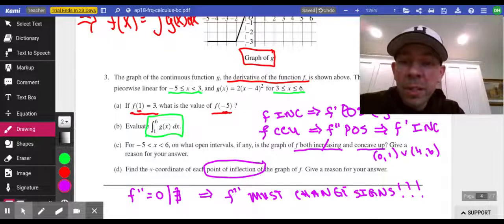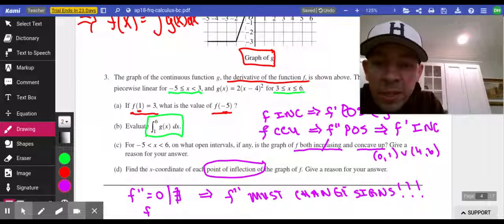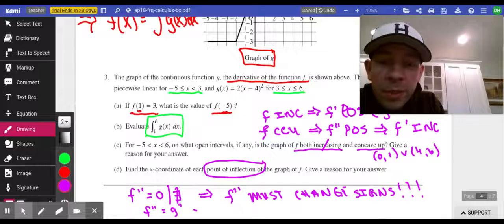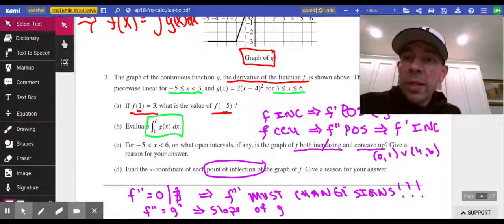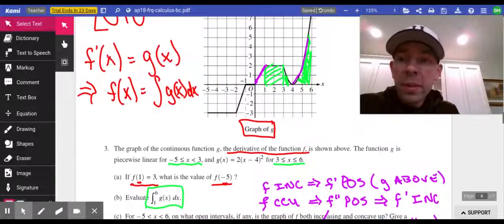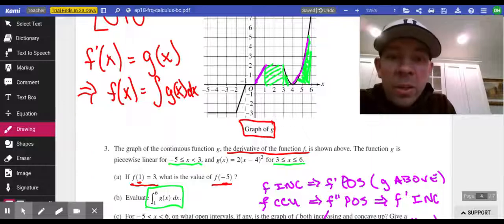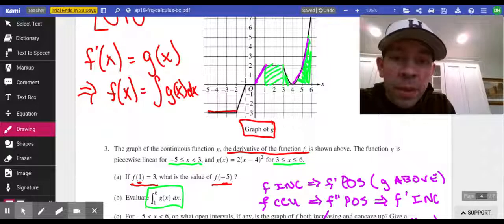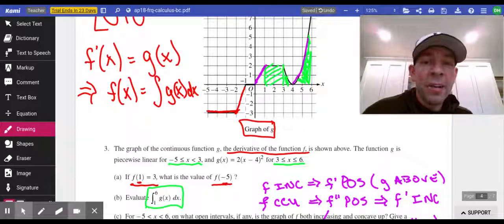So let's go take a look at this picture. F double prime is equal to g prime, which is going to be the slope of g, the picture we were given. So we're reading slopes. And let's go read some slopes, shall we? Right now my slopes are 0, 0, 0. The slope doesn't exist right there at -2. So I'm thinking, is that a point of inflection? Well, because the slopes go from 0 to positive, that's not considered a sign change.